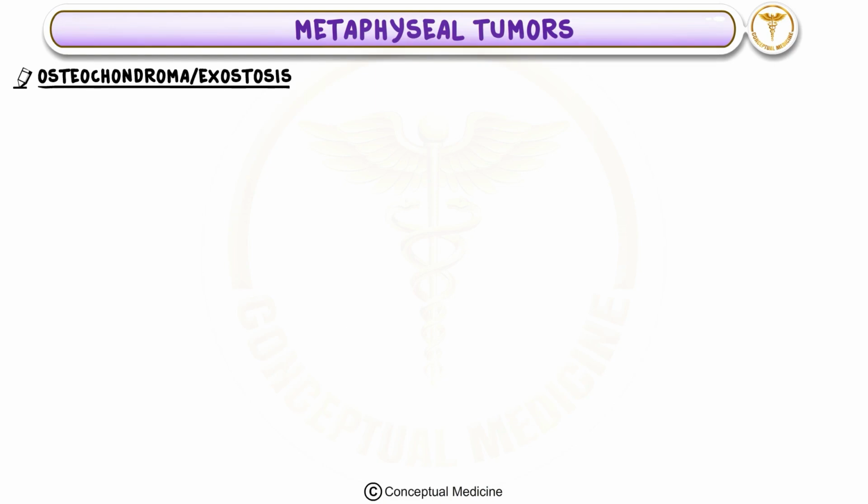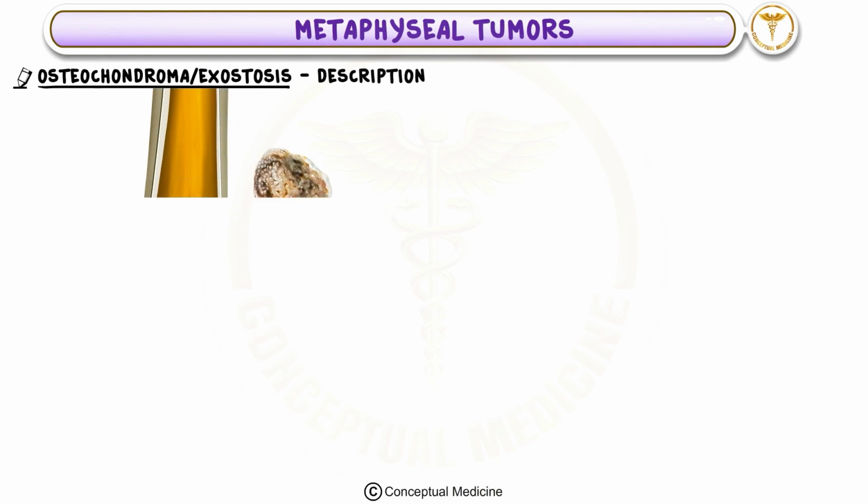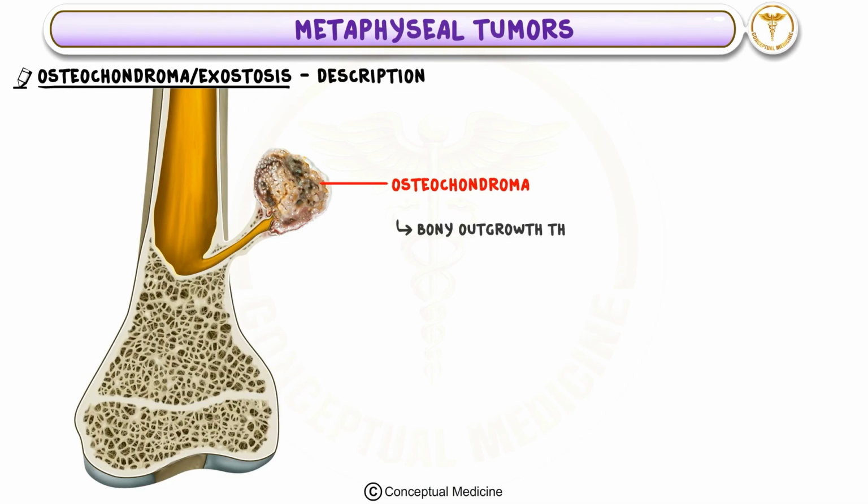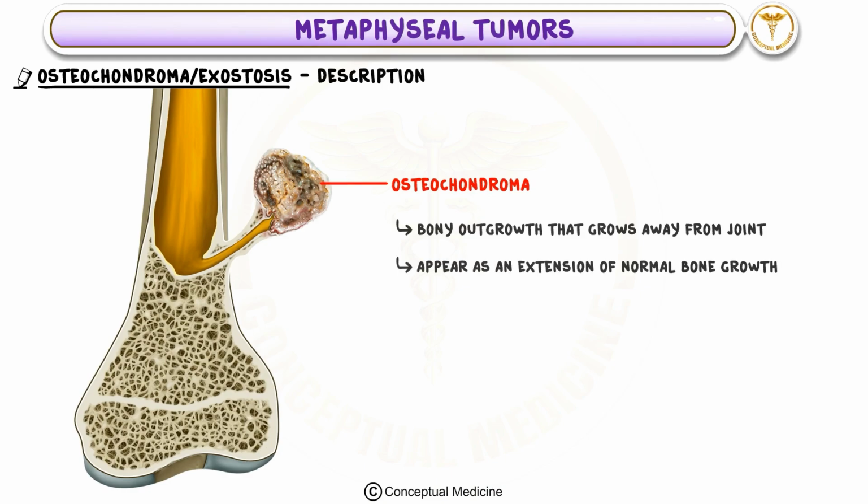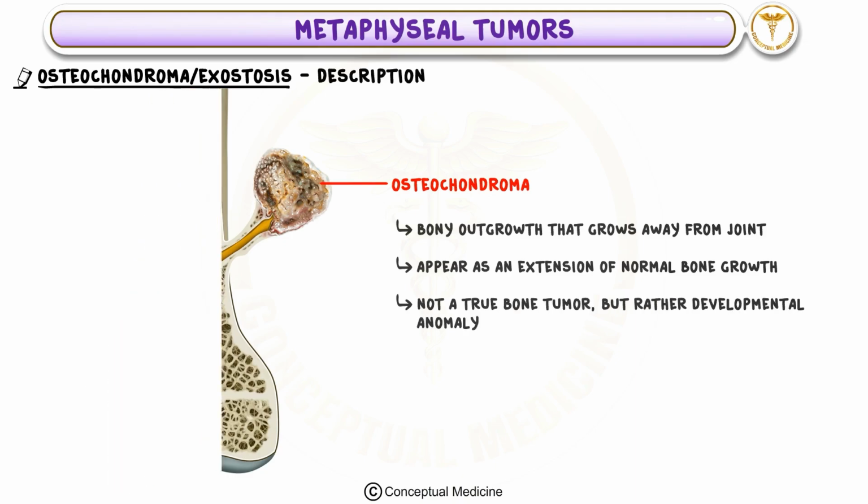Osteochondroma, exostosis. Description. Osteochondroma is a bony outgrowth that grows away from the joint. It's covered by a cartilage cap, making it appear as an extension of normal bone growth. However, it's important to note that this is not a true bone tumor, but rather a developmental anomaly.